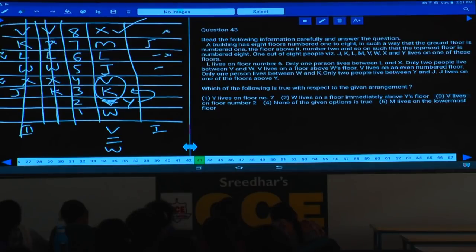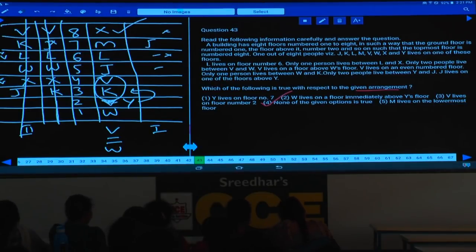Then question number 43. Which of the following is true with respect to the given arrangement? Y lives on floor number 7, that is false. And W lives on a floor immediately above Y's floor. W is immediately above Y's floor or immediately below? Immediately below. Hence, V lives on floor number 2, that is also false. And choice 5, M lives on the lowermost floor, that is also false. Then what is your answer here? None of the given options is true, that is choice 4.